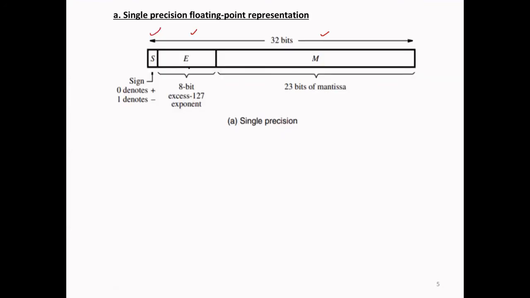And let us see this E. What is this excess 127 exponent? Why excess 127? You know excess 3? Excess 3 is nothing but whatever the integer, you have to add 3. That is excess 3 representation. Like that, it is excess 127. That means whatever the exponent, we need to add 127. Why do we need to add 127?